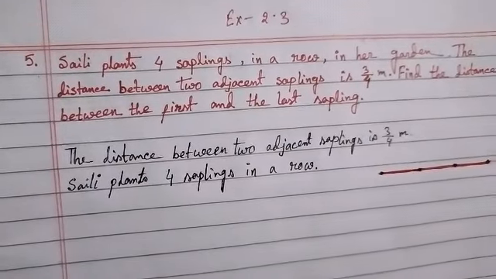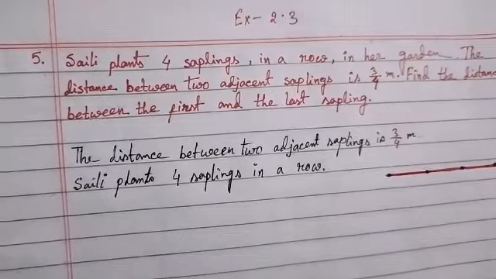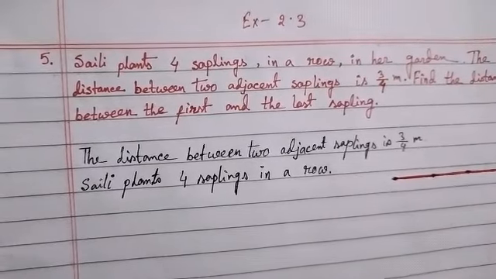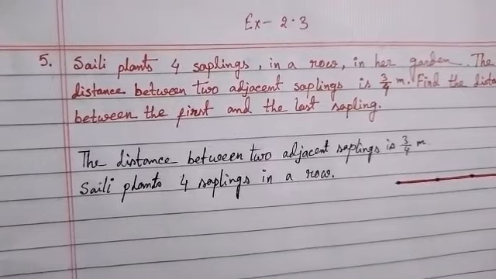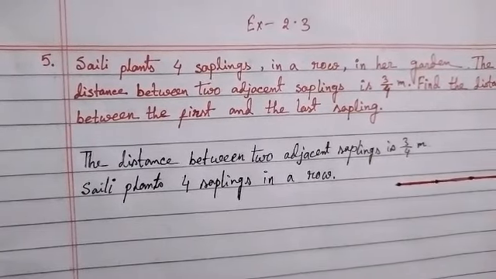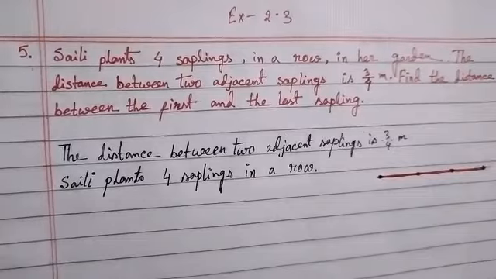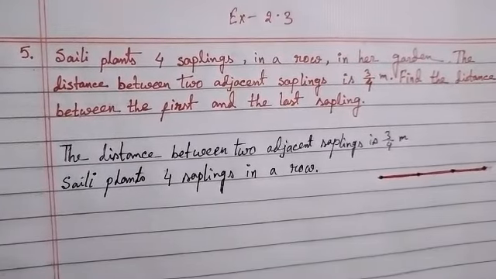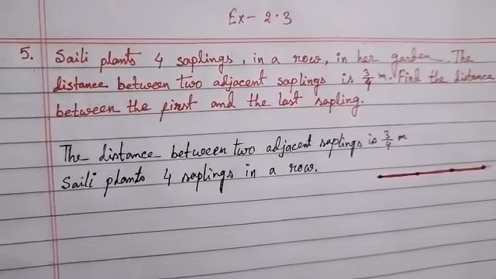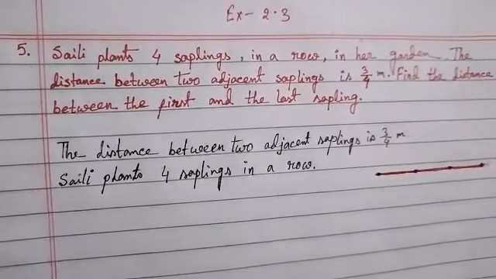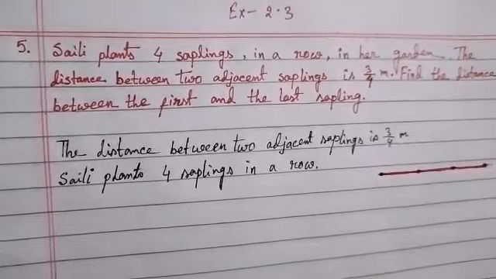Hi everybody, here I will discuss the leftover sums of Exercise 2.3 of Fractions and Decimals. Now question number 5. Shirley plants 4 saplings in a row in her garden. The distance between two adjacent saplings is 3/4 meter. Find the distance between the first and the last sapling.